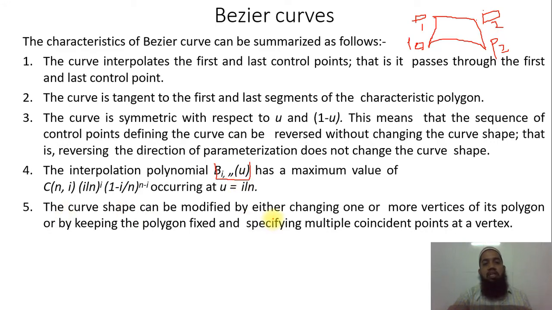The curve shape can be modified either by changing one or more properties of its polygon, or by keeping the polygon fixed and specifying multiple coincident points at a vertex. Actually, this is an advantage and also a disadvantage. The meaning of this characteristic is that Bezier curves possess global properties, with global control points, not local control points.